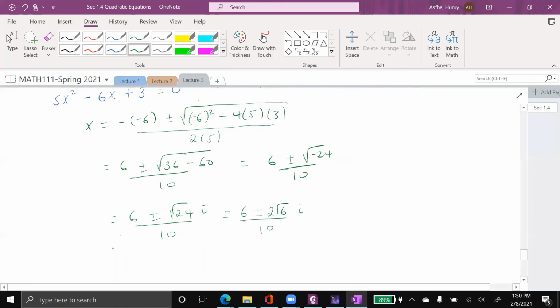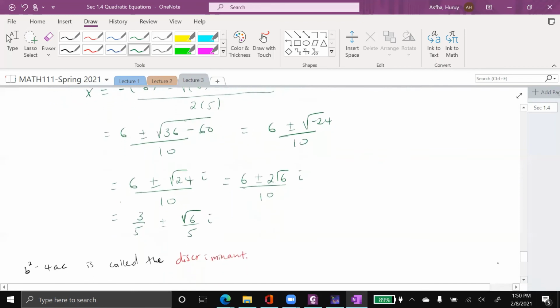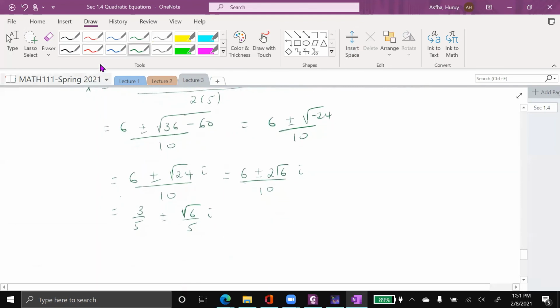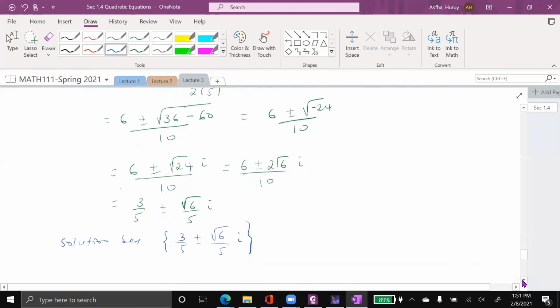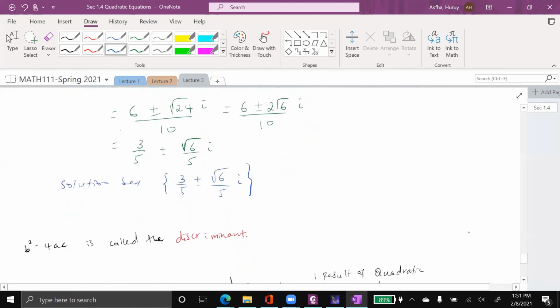And I can write this one a bit differently, and that will be, split this one into 2, and that will be 3 over 5 plus or minus root 6 over 5i. Therefore, the solution set to this one becomes 3 over 5 plus or minus root 6 over 5i. Okay, so this is the solution set to this equation.